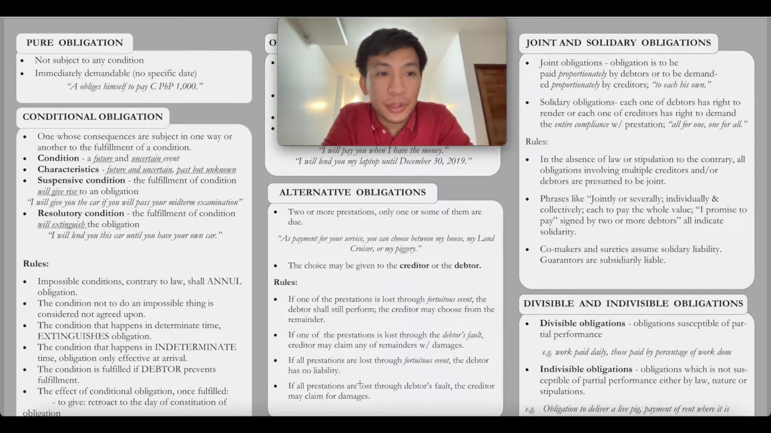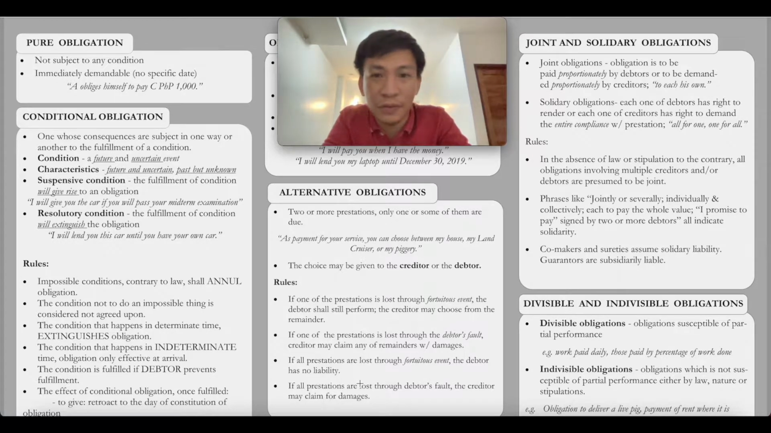Okay? We will learn later na merong iba't ibang klase ng conditions under conditional obligation, but I'm getting ahead of myself. So, pure obligations are contrasted more often with conditional obligations. It is not subject to any condition at it is immediately demandable. Ibig sabihin, walang specific date na naka-mention or there's no specific condition that is attached to the obligation. So, it is immediately demandable. You can demand for it immediately.